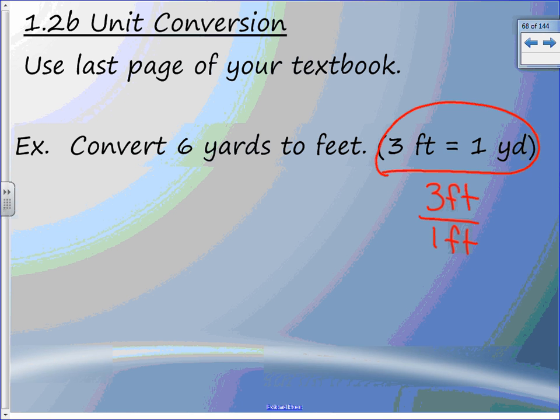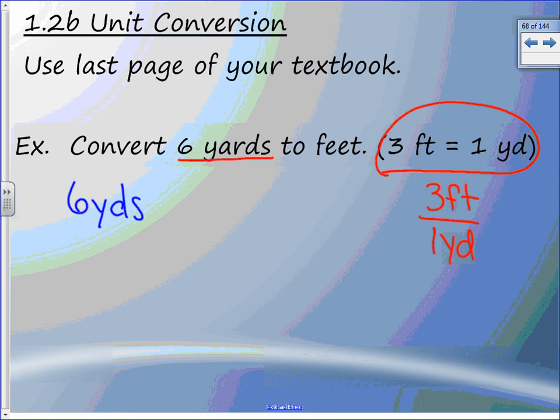And if you divide a value that is equal to another value, you get 1. Like 7 divided by 7 is 1. 3 feet divided by 1 yard is 1 because 3 feet and 1 yard are equivalent. All right. So in order to do this unit conversion, convert 6 yards to feet, the way you start off is just by writing down the given amount. So 6 yards is given.